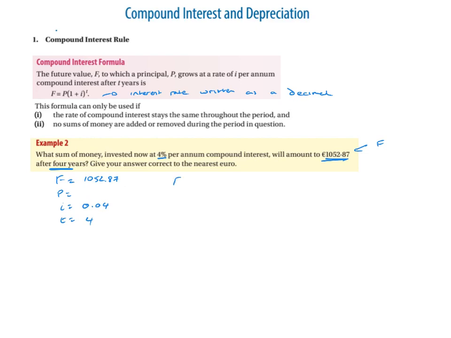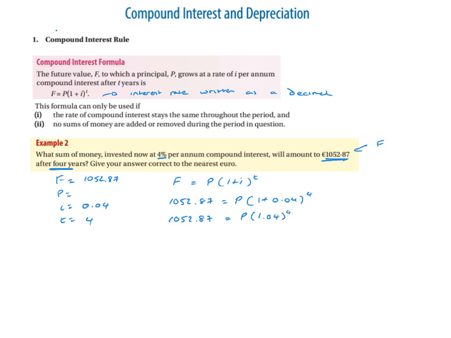So we know F = P(1 + i)^t. Our F is equal to 1052.87. Our P is what we're trying to find out. And then what we have is 1 plus i, so that's 1 + 0.04, to the power of 4. Just tidy that up slightly. That's equal to P, and hopefully you can see that's 1.04 to the power of 4.